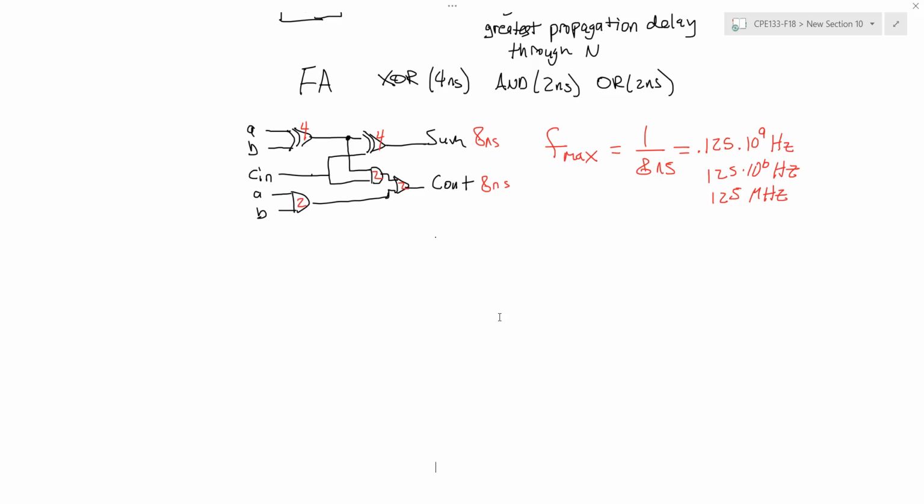The fact that gates have propagation delays can also cause other issues. So to see this, let's look at an example.